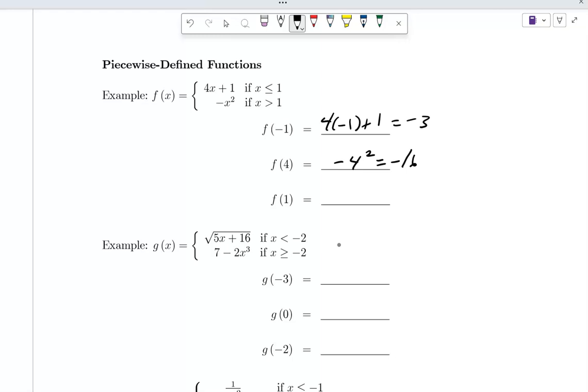Okay? All right, what about the last one? Where do you plug 1 in? To the first one or the second one? Because of that equal sign right here, right? So you plug it into the top one. Oops.